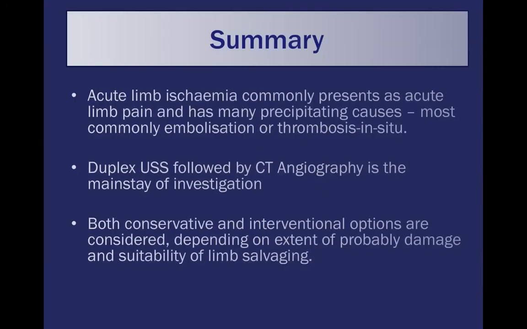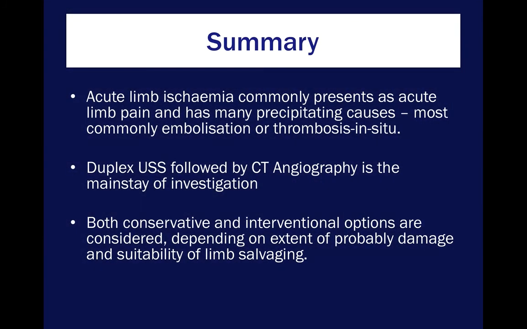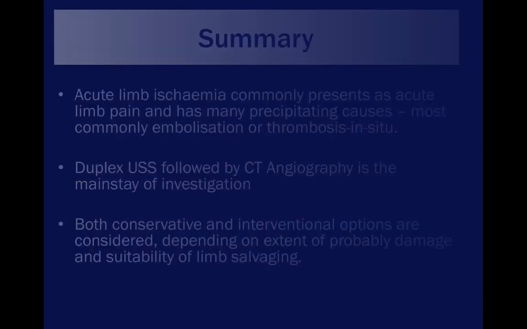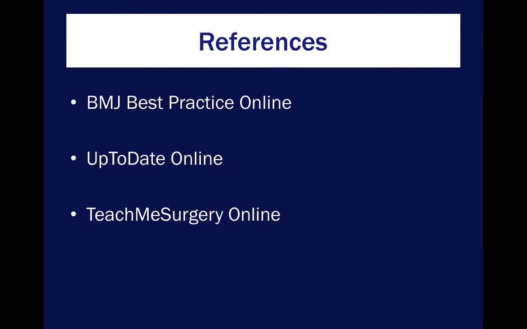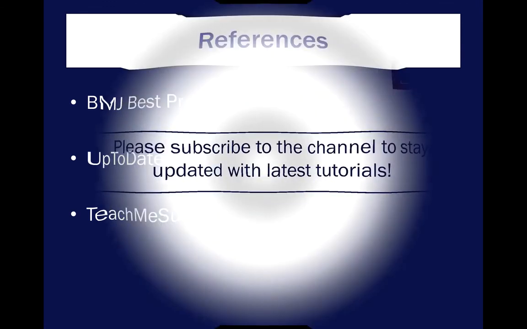So, in summary, acute limb ischemia commonly presents as acute limb pain and has many precipitating causes, commonly being embolization or thrombosis in situ. Duplex ultrasound scan of both limbs is suggested by NICE guidelines, followed by CT angiography if there is no possibility for a contrast-enhanced MRA. Both conservative and interventional options are considered, but it depends on the extent of damage and the suitability of limb salvaging in these cases. For more information, please visit many of these online resources such as BMJ Best Practice, UpToDate, and Teach Me Surgery, as well as looking up your local clinical guidelines and trust policies as well.